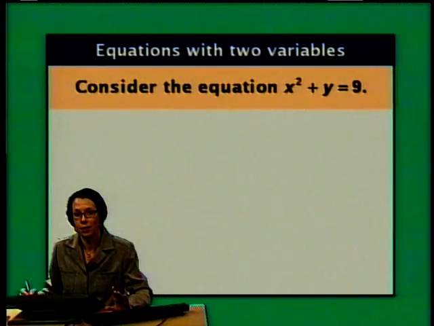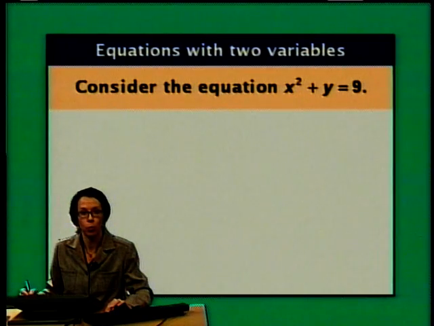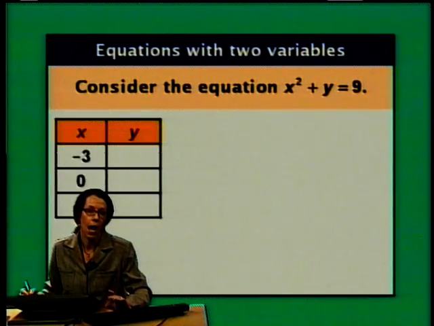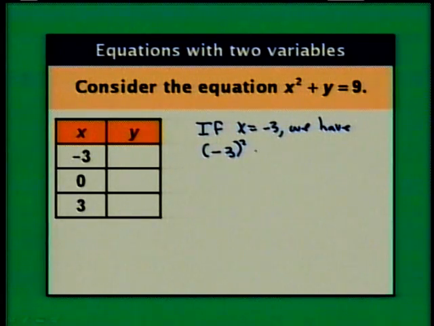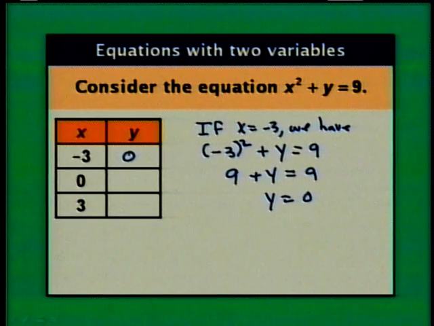So let's look at one last equation. x squared plus y equals 9. I'm going to start by creating a table. I'm choosing x equals -3, 0, and 3, and I chose these numbers just to make the arithmetic easy. So if x equals -3, we have x squared, so that's -3 squared, plus y equals 9. 9 plus y equals 9, so y has to equal 0.